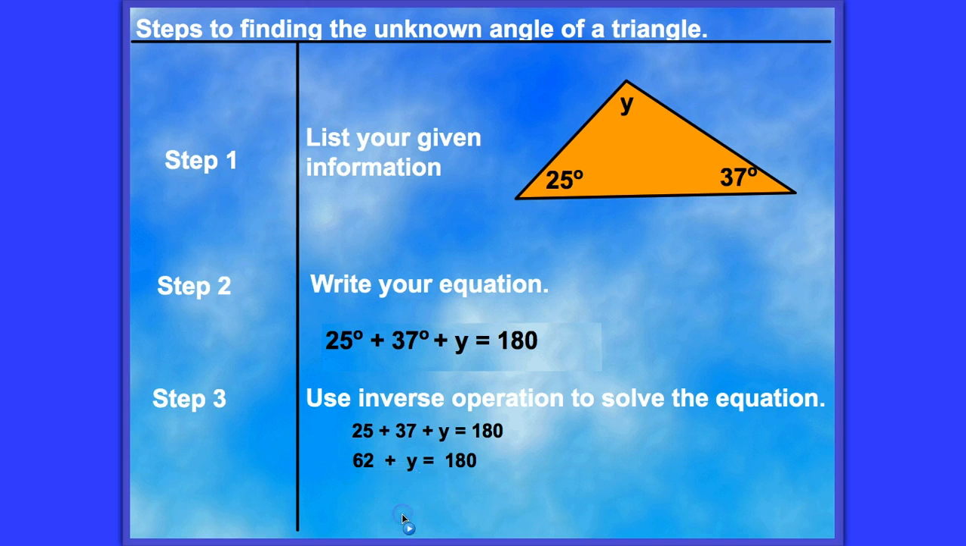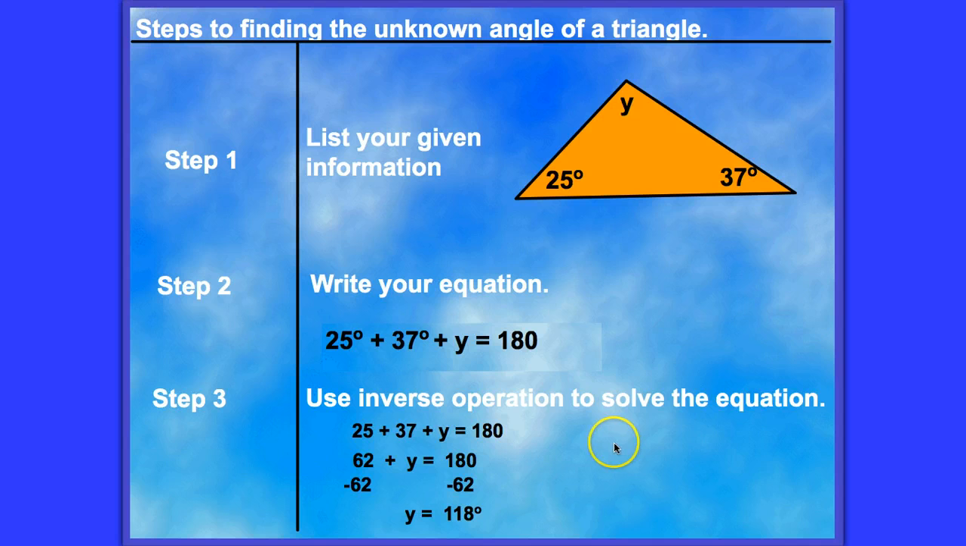And when you worked it out, this is what I saw here. You combined your like terms to get your 62. You need to then isolate your variable by using the inverse operation, and you subtracted 62 from each side, which gave you y equals 118 degrees.